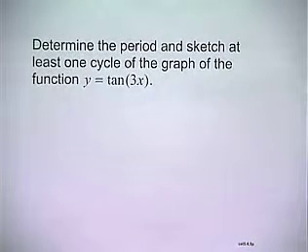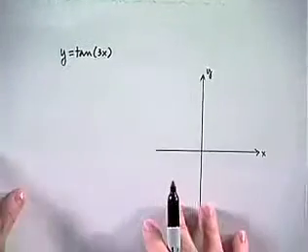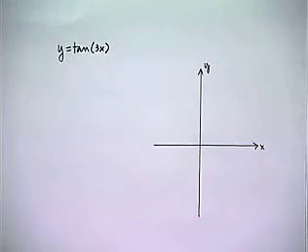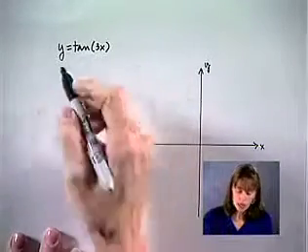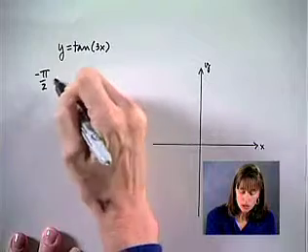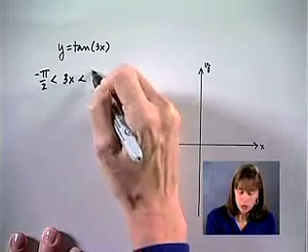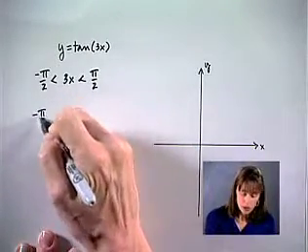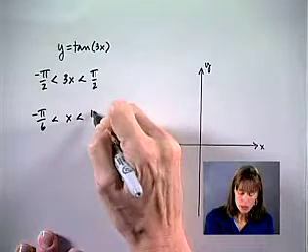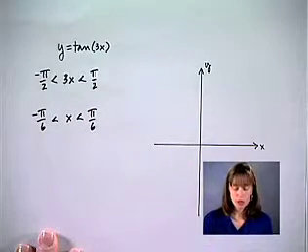Well, let's try graphing another tangent function. What we want to do is determine the period and sketch at least one cycle of the graph of the function y equals tangent 3x. Well, one cycle of the graph of y equals tan x extended from negative pi over 2 to pi over 2. So what we can do with tangent 3x is consider one cycle between negative pi over 2 and pi over 2 and solve for x by dividing by 3. We see that we want to sketch this between negative pi over 6 and pi over 6.